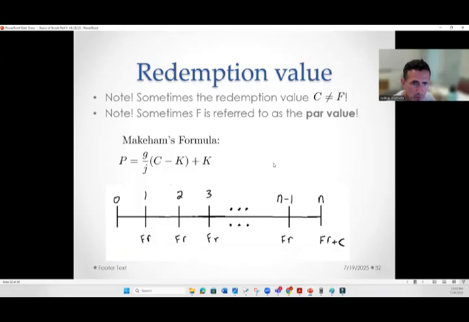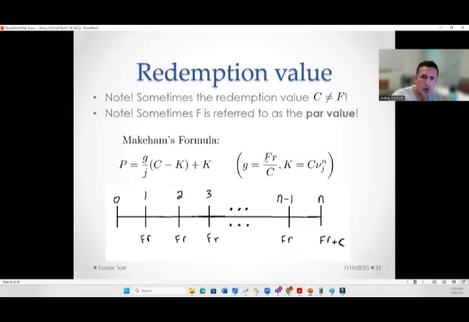And there is a version of Makeham's formula. It's a little more complicated, but particularly if you look at Coaching Actuaries or another study guide, like Infinite Actuary, you will probably see this. It is questionable how useful it is in practice, but if you want to use it, use it. I just want to show it because a lot of the study guides use it. Here, G is FR over C, and K is the present value of redemption. Let me show you where this comes from.